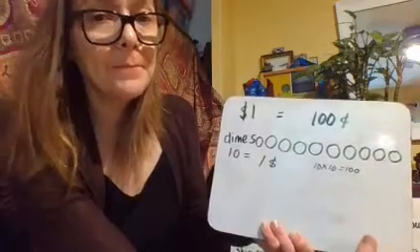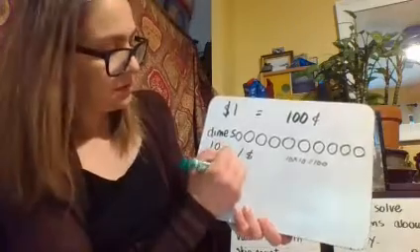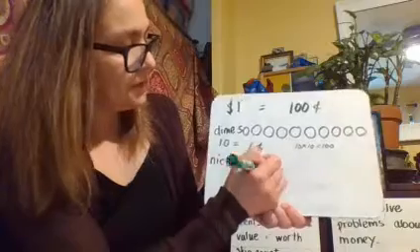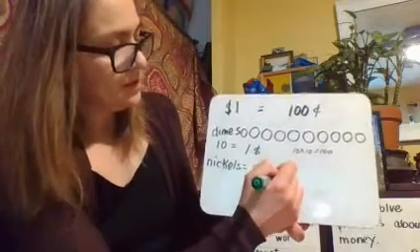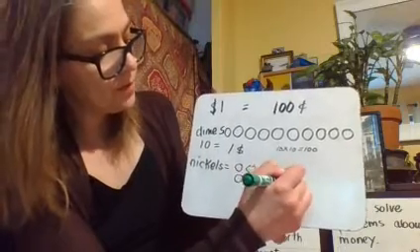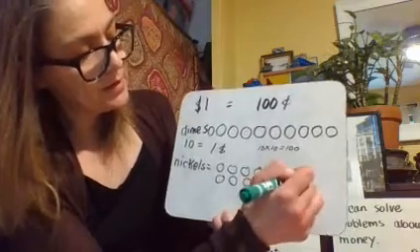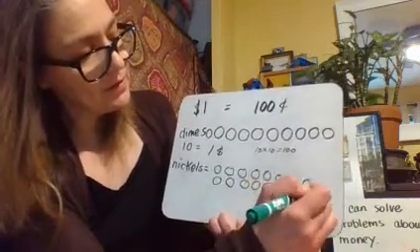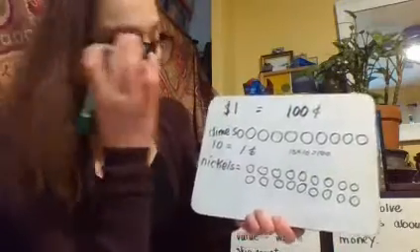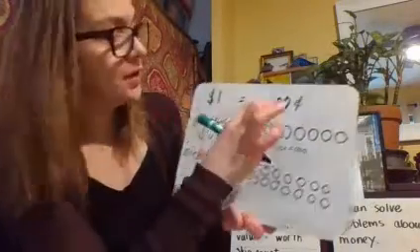The next one is the nickels. So let's go ahead and count. 5, 10, 15, 20, 25, 30, 35, 40, 45, 50, 55, 60, 65, 70, 75, 80, 85, 90. How many nickels equal $1 or 100 cents?